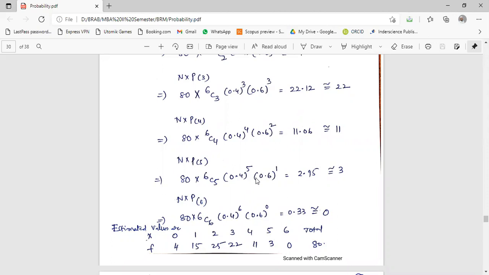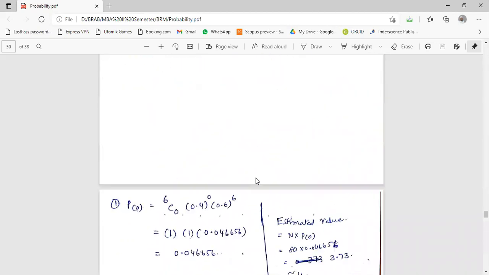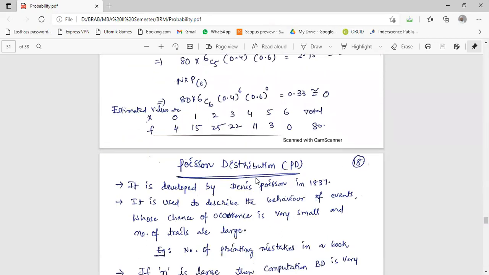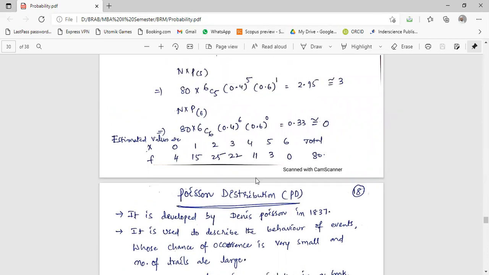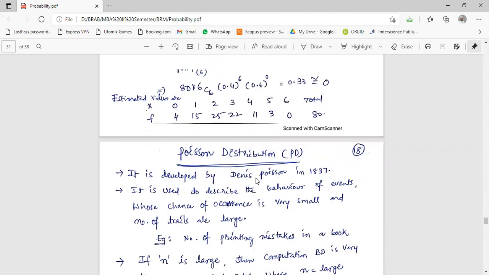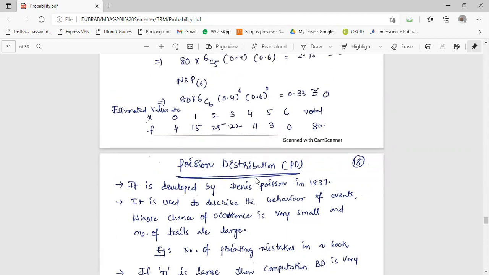What he has given: for 0, the frequency is 5. Now when you solved it, it came 4 only, which means there is a slight difference. For 1, he has given 18, but after solving the problem, it is 15 only. Likewise, for 2 you find it is 25, for 3 it is 22, for 4 it is 11, for 5 it is 3, for 6 it is 0. These are the estimated frequencies, and the total is equal to 80 only.